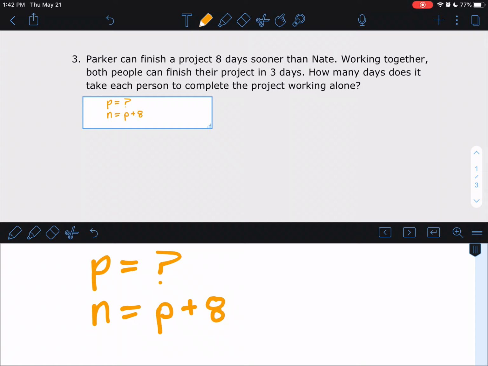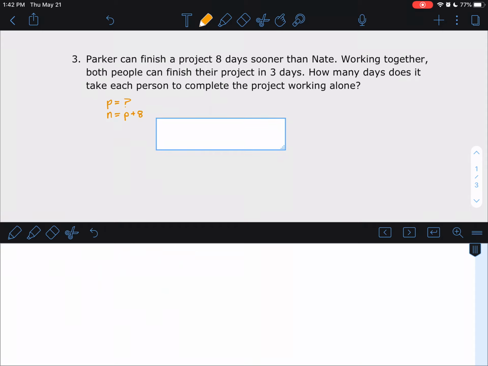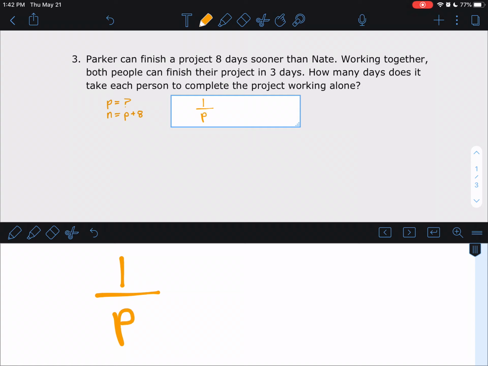And we're trying to solve for P here, basically. So I'll use P as my variable on this one instead of X. So Parker can finish one project. Don't know how many days it is, but I know it's a certain number of days. It's however many days it takes Parker. And Parker is represented by the P.